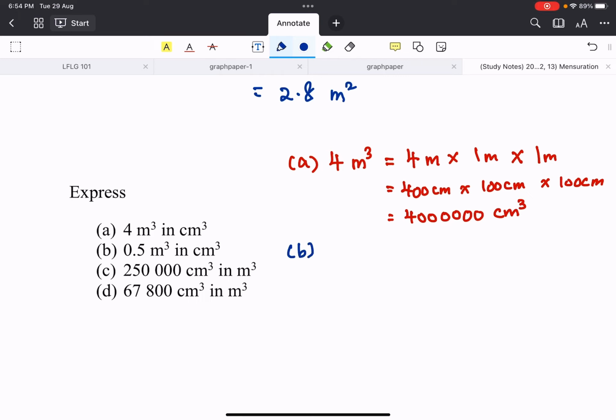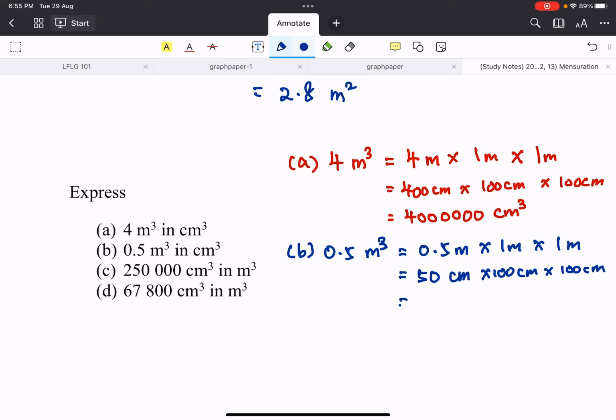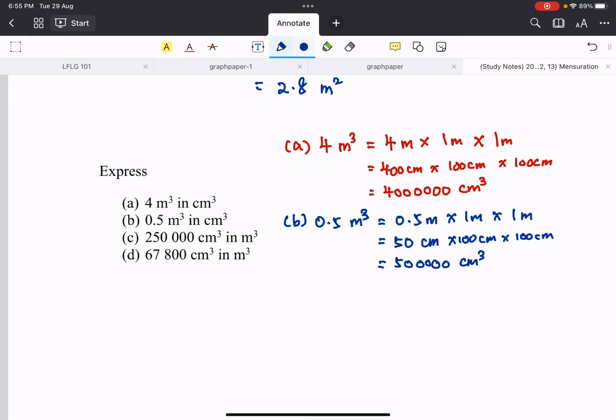So part B, what do we have for part B? Part B, we have 0.5 cubic meters. Let me write it properly. So I can break them down into 0.5 meters by 1 meter by 1 meter. Converting it to centimeters, we have 50 centimeters by 100 centimeters by 100 centimeters. Put them together, we will have 50,000 cubic centimeters.